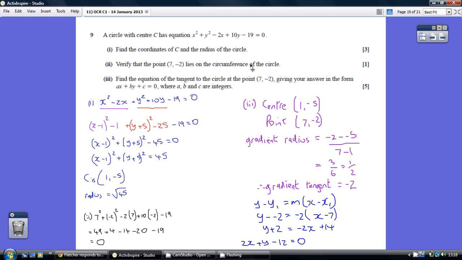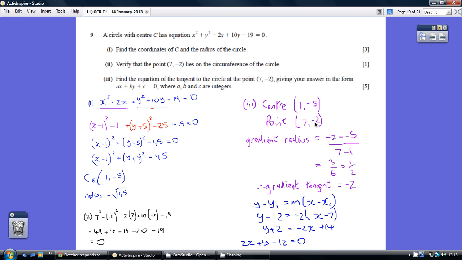So think about what we've got. We've got the centre of the circle at (1, minus 5), and the point we're given is (7, minus 2). So consider the radius from the centre to this point. What is the gradient of the radius? We're doing y step over x step. Now I'm going to do top take away bottom, so we get minus 5 minus, no I haven't, I've done bottom take away top, excuse me.